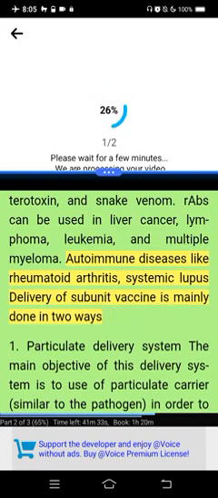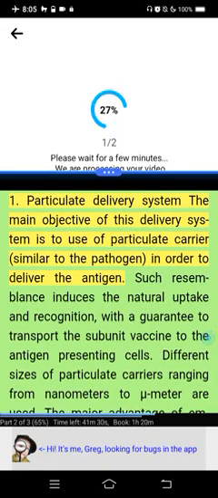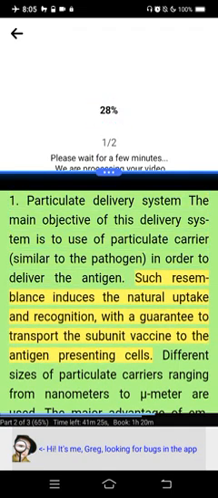Delivery of subunit vaccine is mainly done in 2 ways. 1. Particulate delivery system. The main objective of this delivery system is to use a particulate carrier, similar to the pathogen, in order to deliver the antigen. Such resemblance induces the natural uptake and recognition, with a guarantee to transport the subunit vaccine to the antigen-presenting cells.